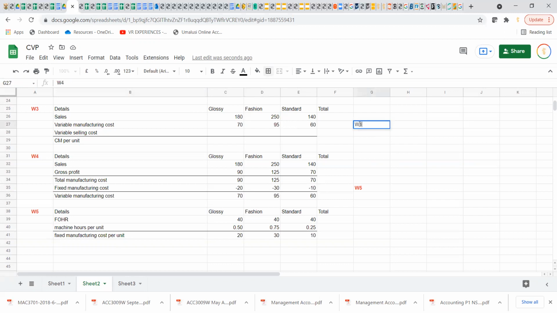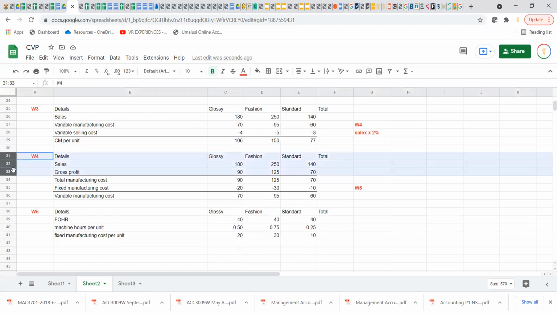That here is working for this, which is just sales times 2%. I just want to make this negative, so it's easier. This is going to be equal to sales times 2%. That's what they told us. So the contribution margin per unit equals the sum of this.